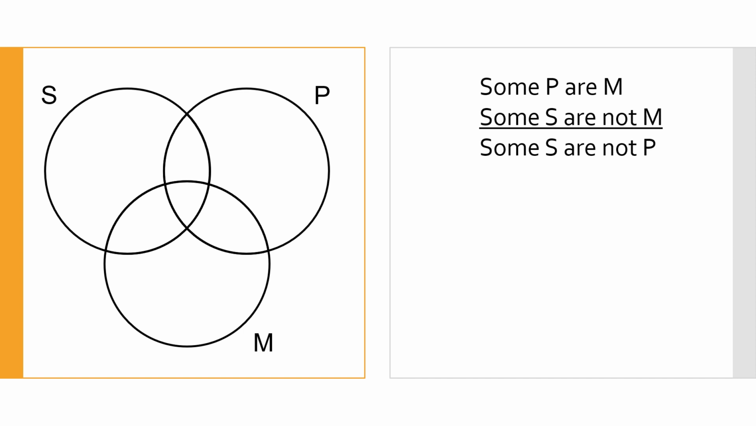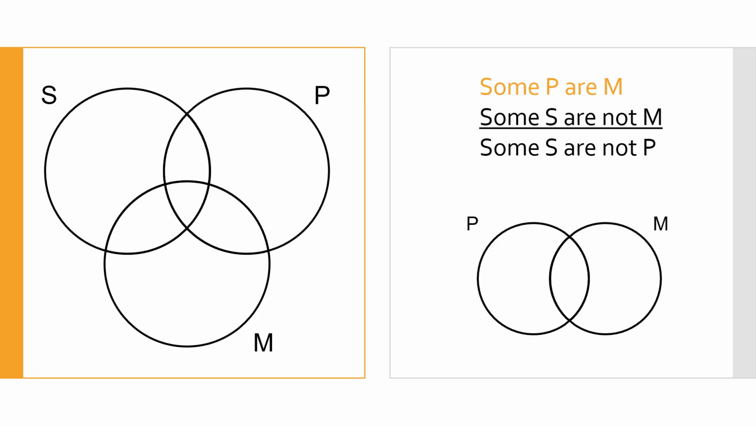Whenever I have one premise that's universal and one that's a particular, always start with the universal. But in this case, they're both particulars, so it really doesn't matter which one we start with. Just jump in at the top and start plugging away. So we can begin with the major premise, which says some P's are M's.